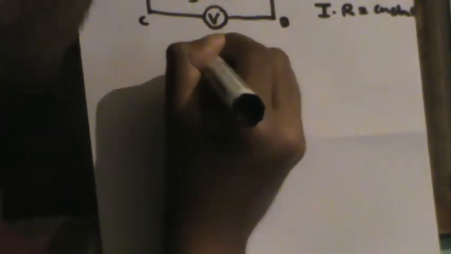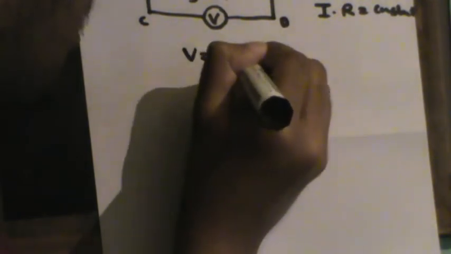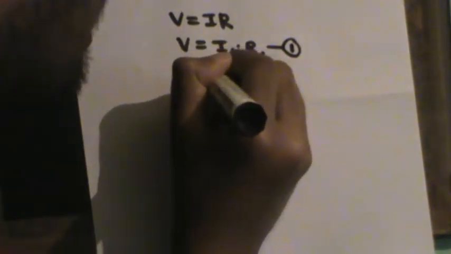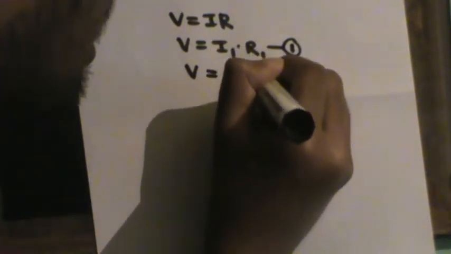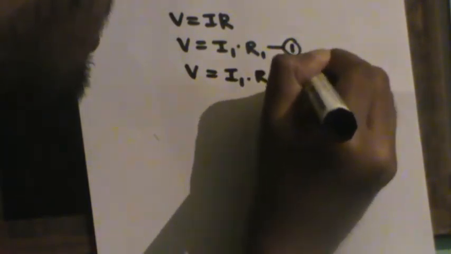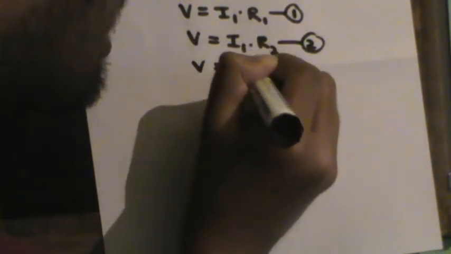Alright. So assuming these 2 points, I can put V equals IR, right? So when I put V equals IR for resistor 1, V equals I1 times R1, equation number 1. For resistor 2, V equals I2 times R2, equation number 2. And for the third resistor, V equals I3 times R3.